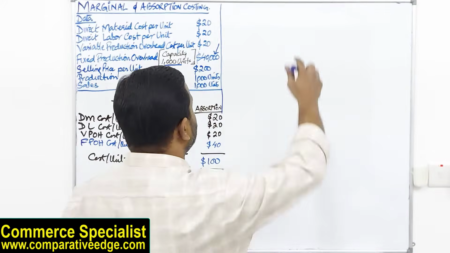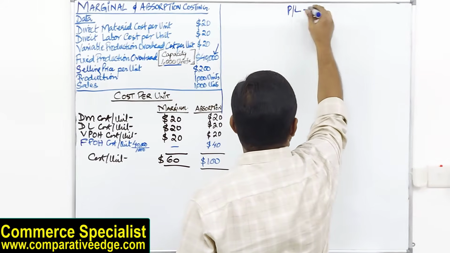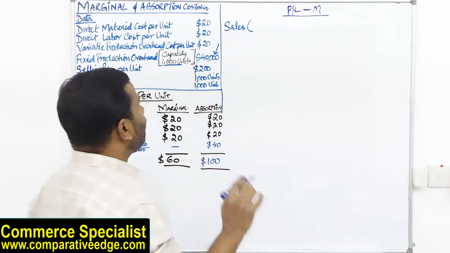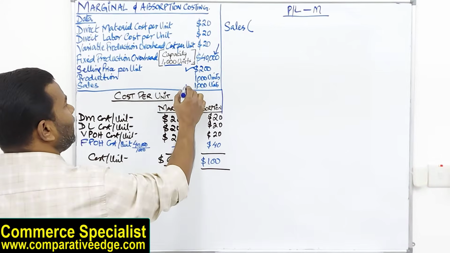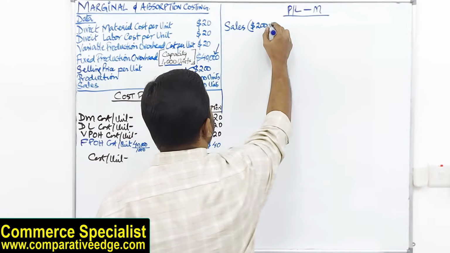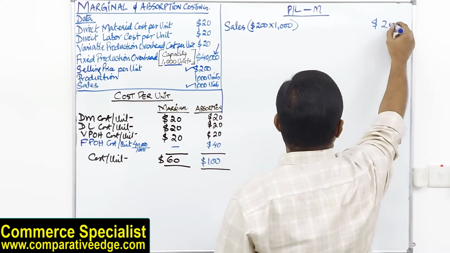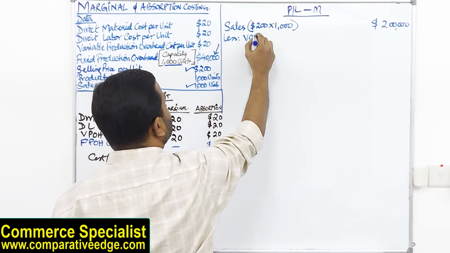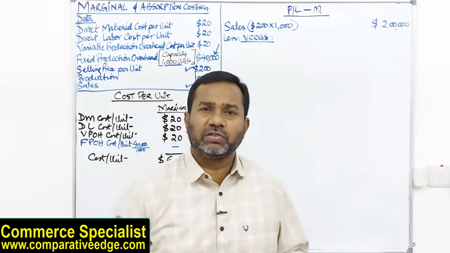When we are calculating profit and loss under marginal costing, we start off with sales. Sales is always selling price into the number of units sold. The selling price is $200 and you're selling 1,000 units. When you multiply, you get 200,000. This is your sales. Then you write less variable cost of goods sold. Another name for marginal costing is variable costing. You can also call it direct costing.